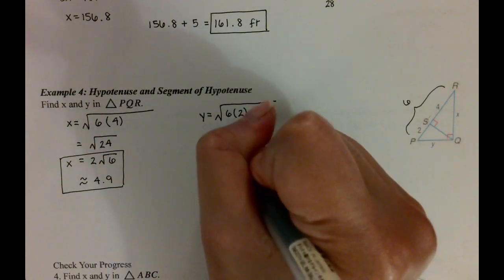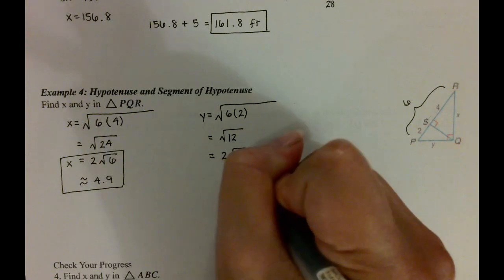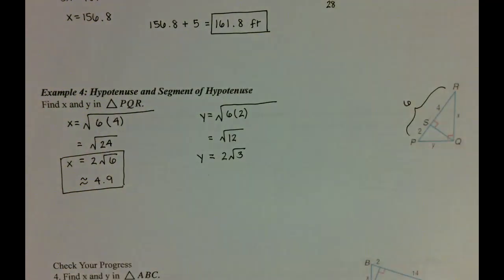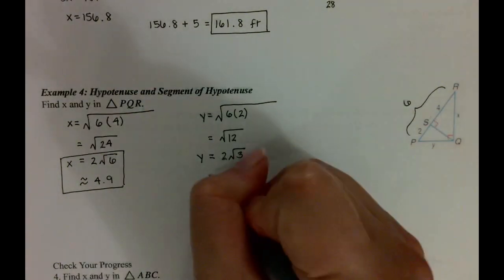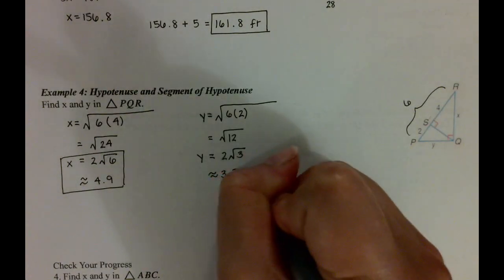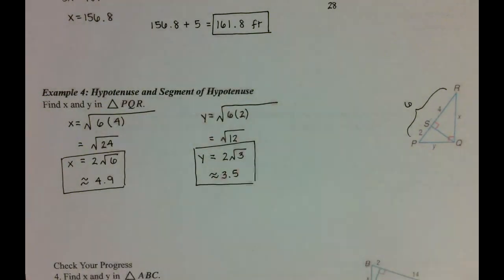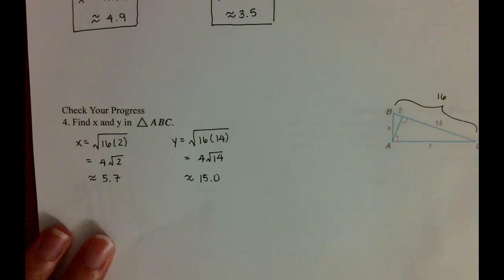6 times 2 is 12. Square root of 12 is 2 rad 3, right? Because it's 4 times 3, so the square root of 4 comes out as 2. And 2 square root of 3 is approximately 3.5. There you go. Okay. So why don't you try CYP4, and then once you're done, come check your answer.